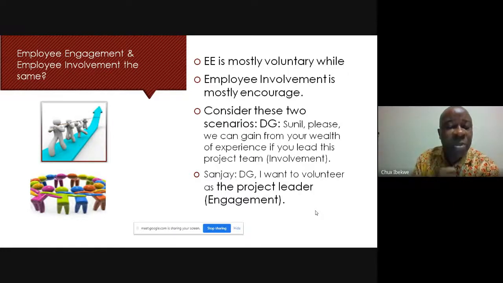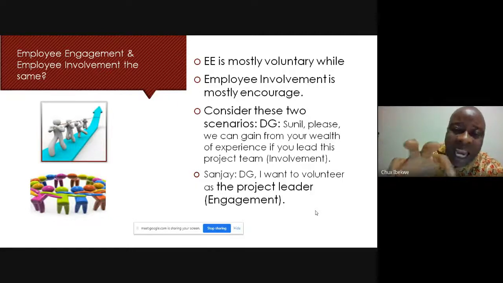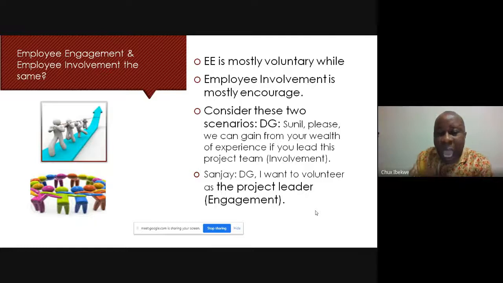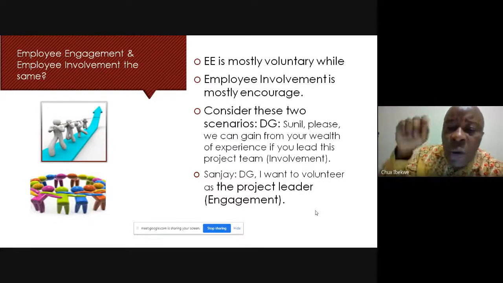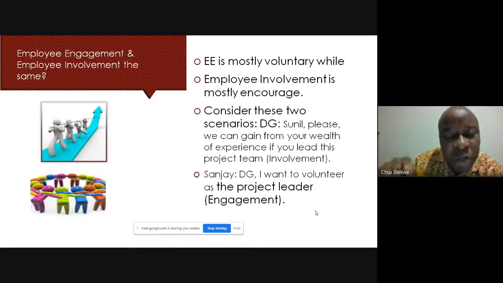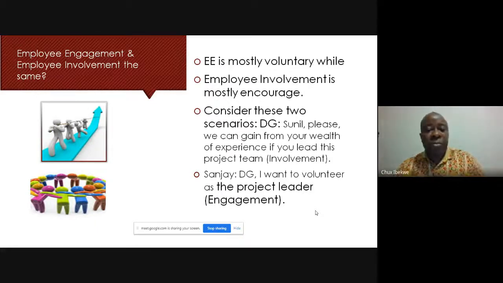That is what engagement is all about. And that's how it differentiates itself from involvement. And engagement pushes you to be socially responsible, which is one of the goals of your organization.